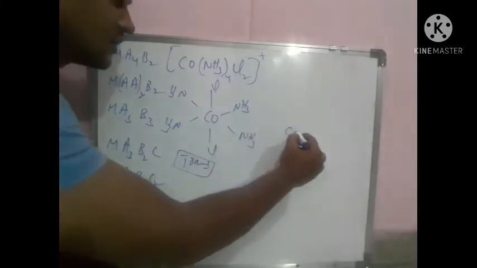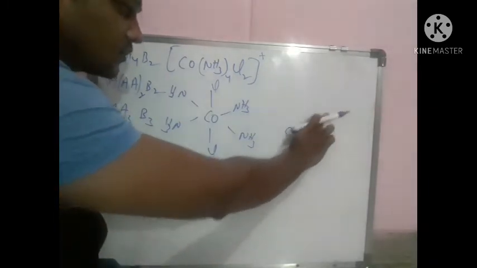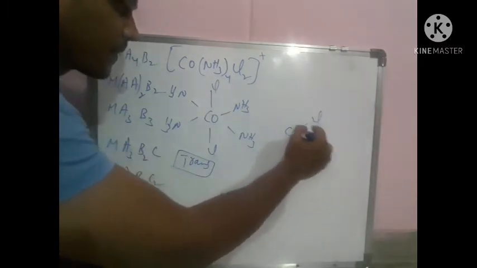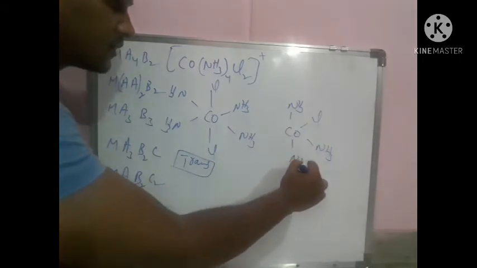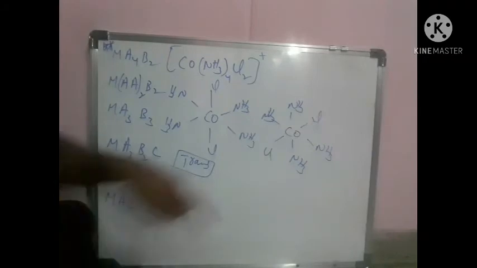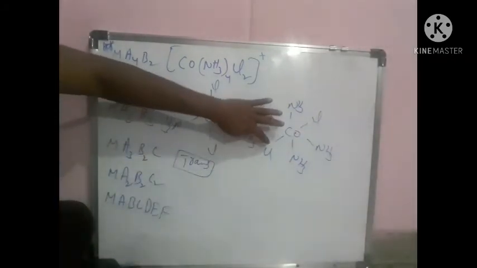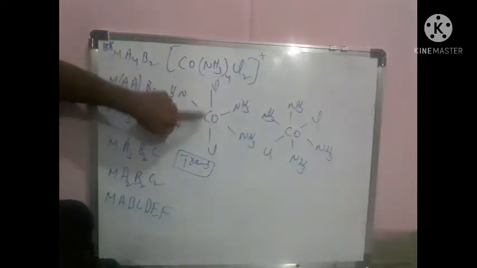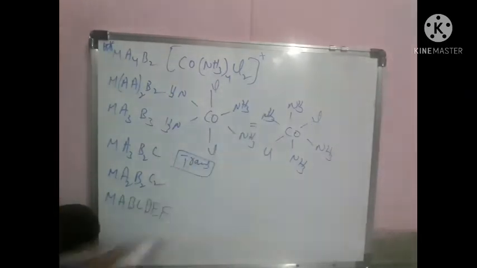Another trans isomer is also there. If you take Co with Cl and NH3, NH3, and Cl and NH3, this is another trans isomer. Cl is in opposite positions here, and Cl is in opposite positions there. So these two compounds are similar.